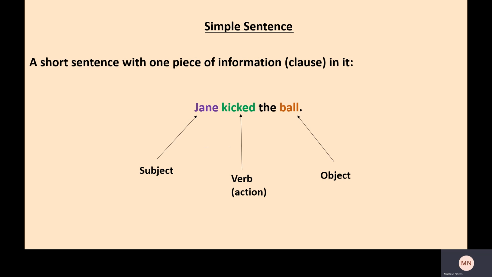So let's have a look at a simple sentence. A simple sentence is a short one with one piece of information or a clause in it. Okay, it's an independent clause. By independent, I mean that if you think about yourself, if you're independent, you can do things for yourself, you can stand alone. The same as this type of sentence, it's independent, it makes sense on its own. So Jane kicked the ball. You've got Jane is the subject, kicked is the verb or the doing word or the action word, and ball is the object. Okay, so quite straightforward.